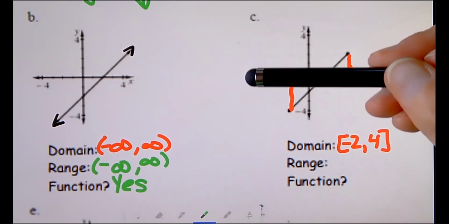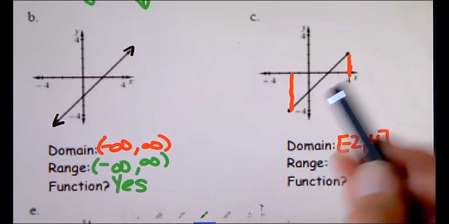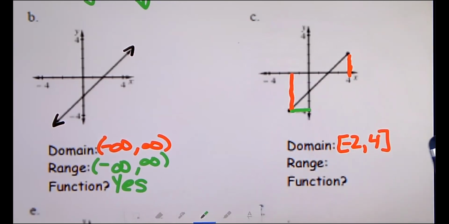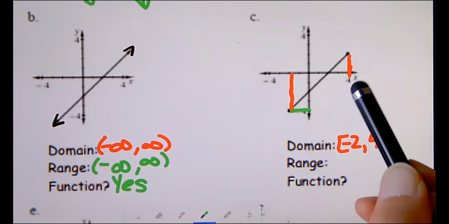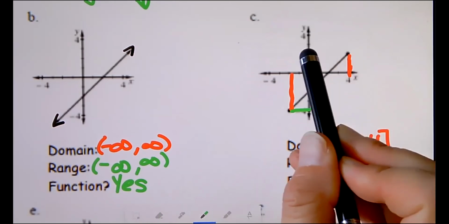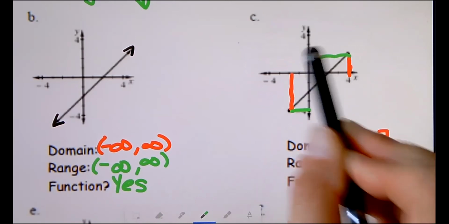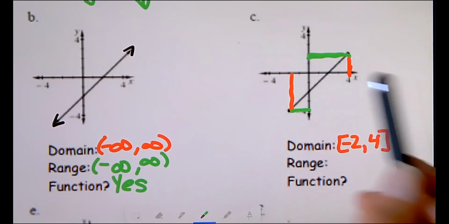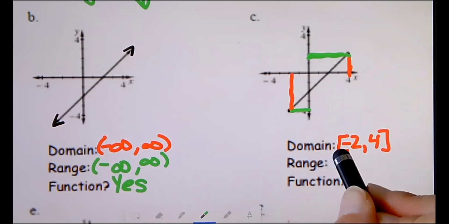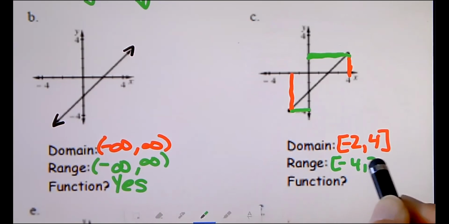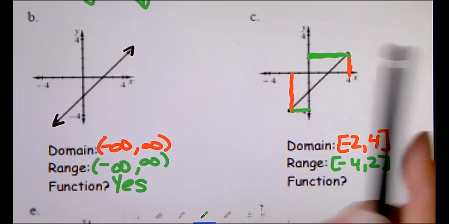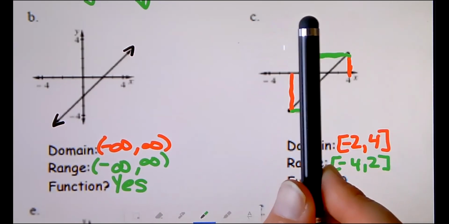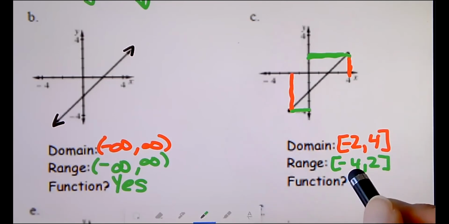Now my range: how far down and how far up. So how far down, it's going to stop right here, at -4. And how far up, it looks like it's right here, and that is going to be a 2. So this is going to be -4 to 2. And again, as I'm going through this, it's only going to touch once. So this is a function, yes.